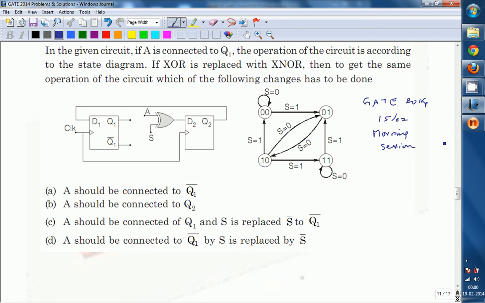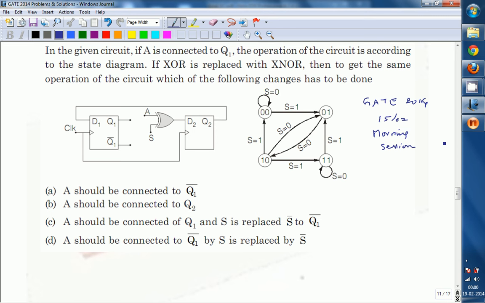In the given circuit, if A is connected to Q1, the operation of the circuit is according to the state diagram. The state diagram given is for the circuit when A is connected to Q1. If XOR is replaced with XNOR, then to get the same operation of the circuit, which of the following changes has to be done? Simply, the XOR gate is replaced with an XNOR gate, so where should A be connected to get the same state diagram?